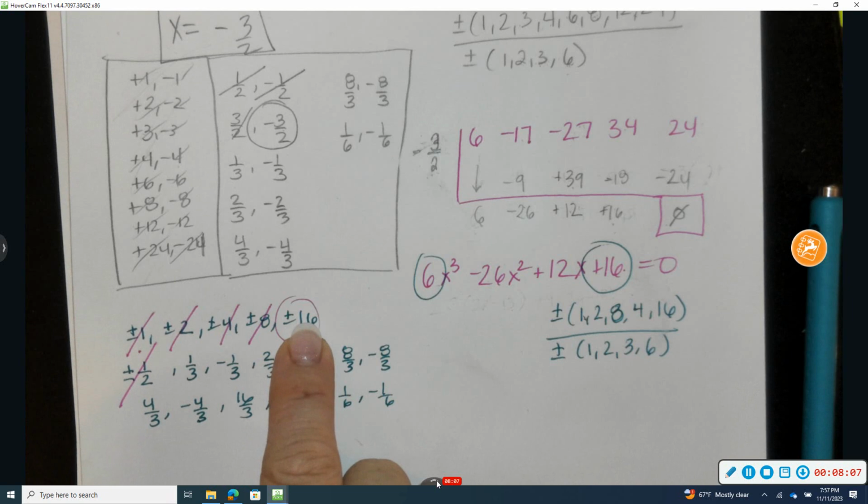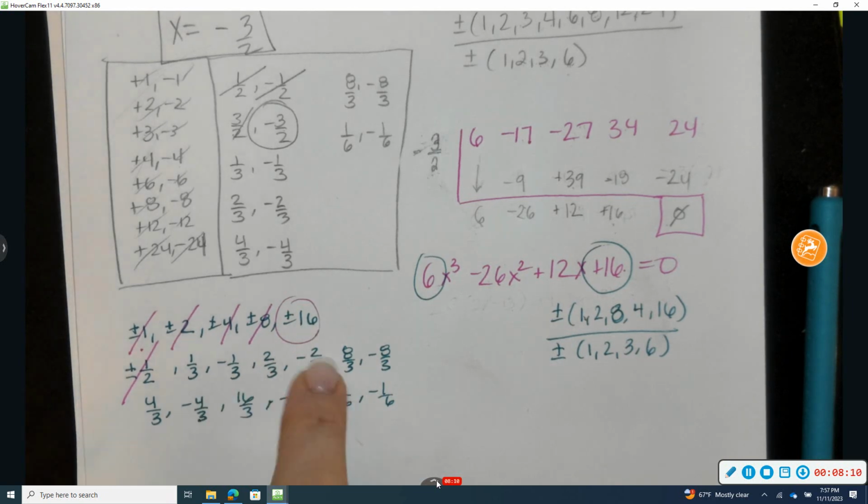If 16 does not work, then I'll try the 1/3. I'll try the 2/3. And see where I'm able to find one of those possible roots that does work. I'll be right back with you.